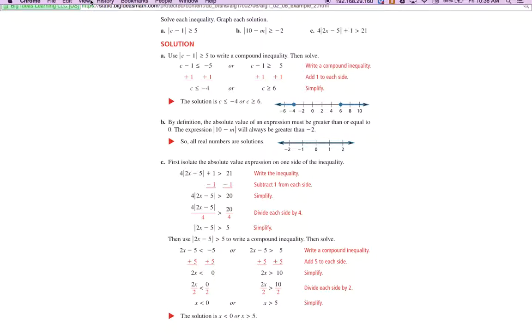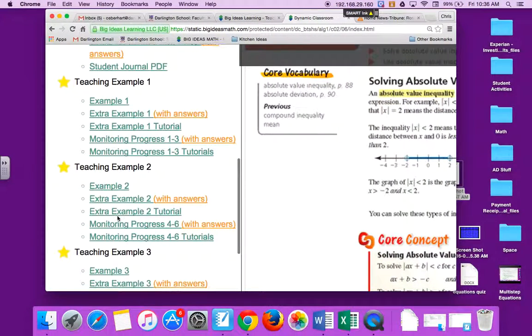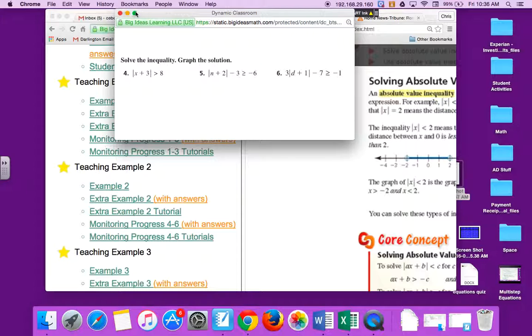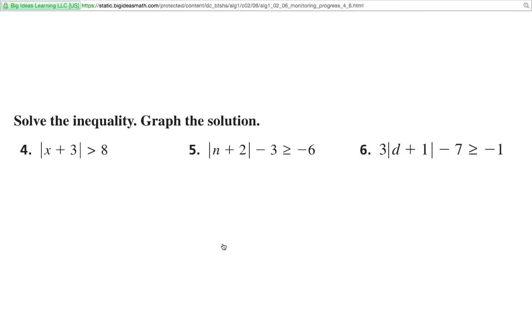And then here are some last 3 examples to give you a chance to try. Go ahead and pause your screen now. Give those 3 a try.